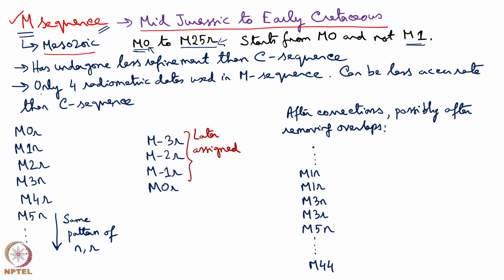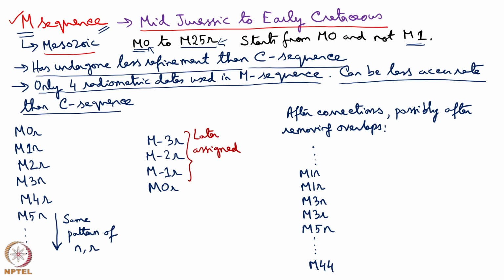Why is it so? Clearly it means that two different scientists have worked on the M sequence and the C sequence, and there is a difference in presentation. Now, looking at some 15-year-old literature, it says only 4 radiometric dates have been used tied up with the M sequence. If that is the case, then 15 years back the M sequence can be less accurate than the C sequence, and the M sequence has undergone less refinement than the C sequence. These are the statements from a 15-year-old book.